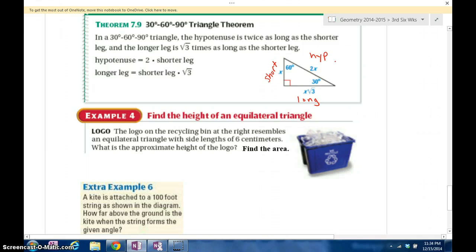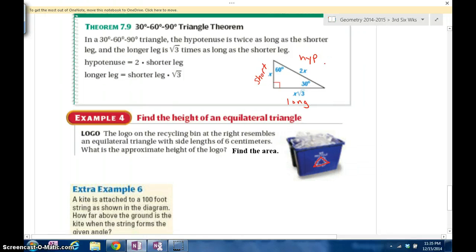So the logo on the recycling bin at the right resembles an equilateral triangle with a side length of 6 centimeters. What is the approximate height of the logo? Find the area. All right, so I'm going to trace out what they're trying to say. Inside that recycling bin logo is an equilateral triangle, and that's kind of what I just outlined on the bin for you. All right, so let's see what they're talking about.